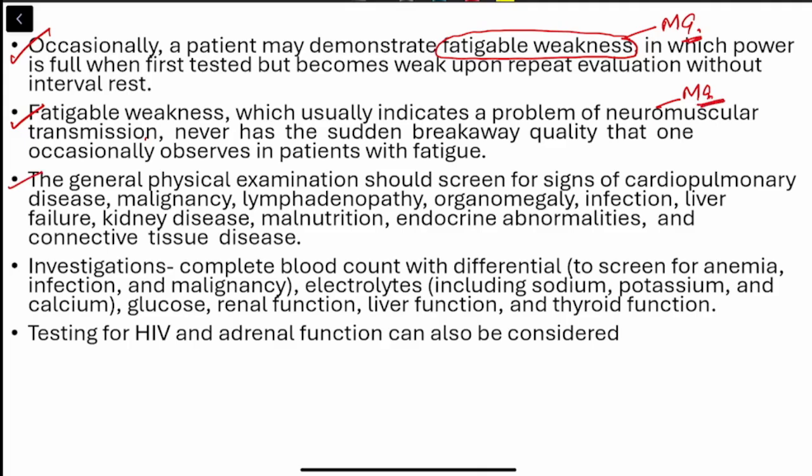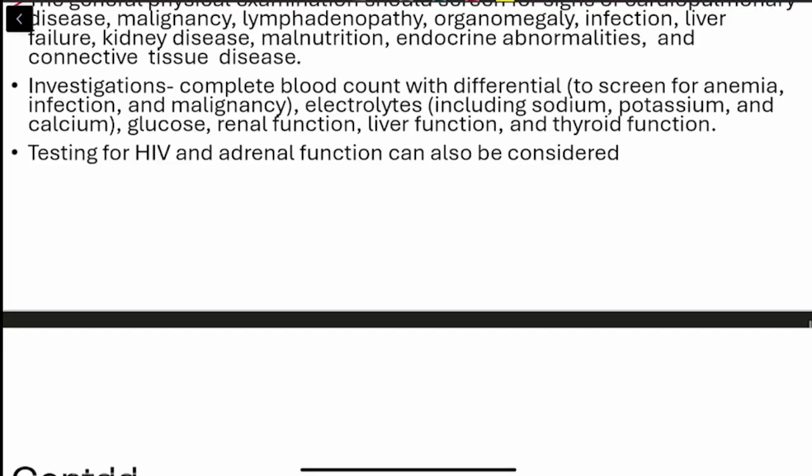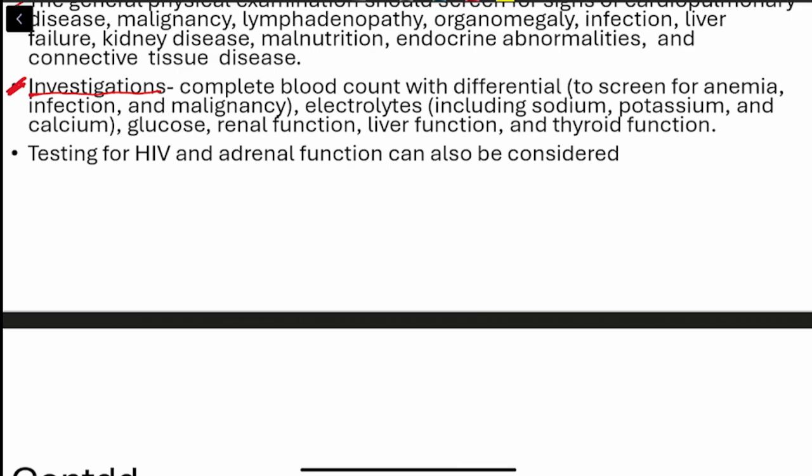General physical examination should screen for signs of cardiopulmonary disease. Right, we have to do general physical examination to rule out cardiopulmonary disease, lymphadenopathy, organomegaly, malignancy, liver, kidney disease, malnutrition, etc. Right. What investigations can you do? Though investigations will not be very much helpful, but yes, you have to screen, you have to do the routine investigations like CBC, right? Electrolytes, glucose, liver function, thyroid function, renal function. Testing for HIV and adrenal function can also be considered, right?